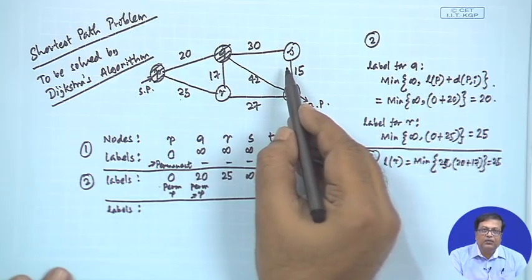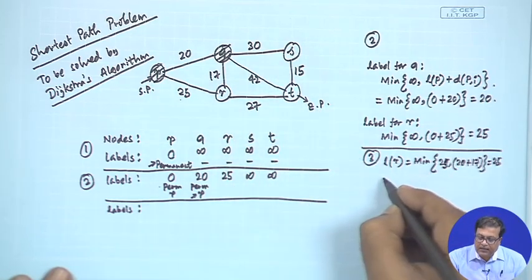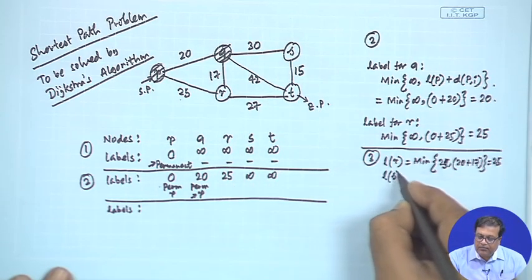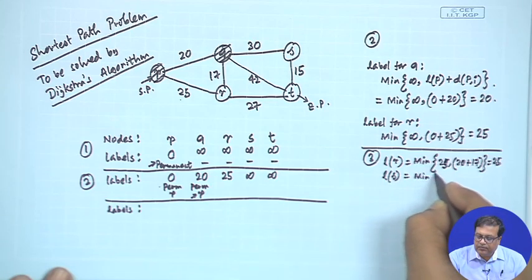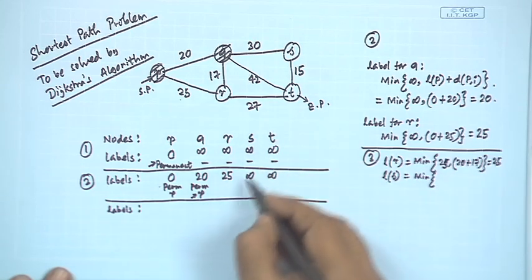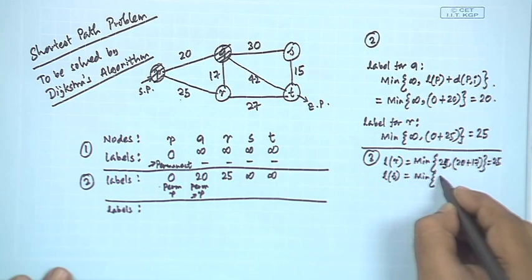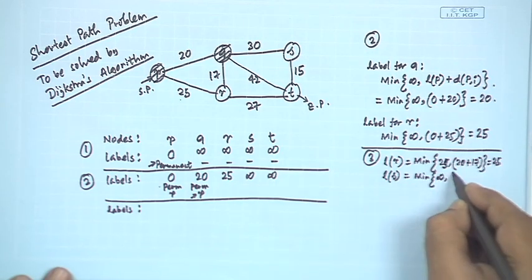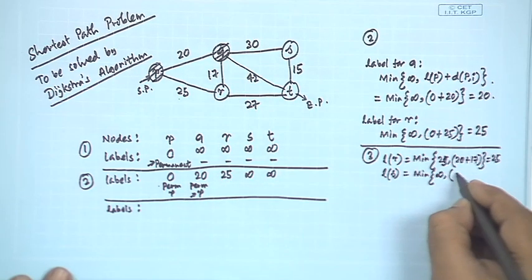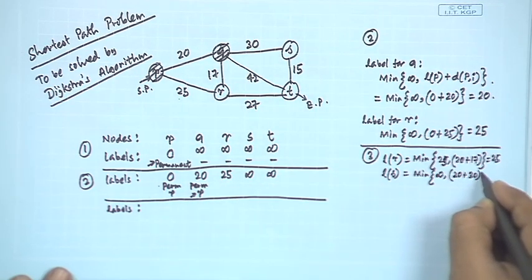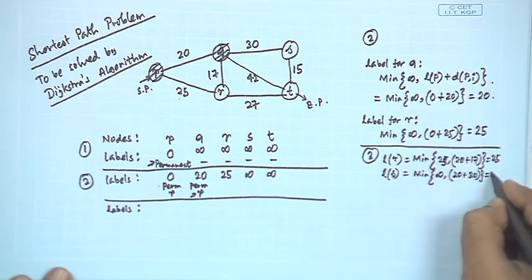What about the level of S? The level of S will now become the minimum of the current level of S, which is infinity, and Q, that is the last node, so 20 plus 30. So, it should be 50.